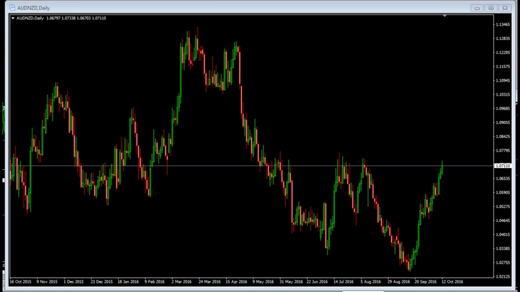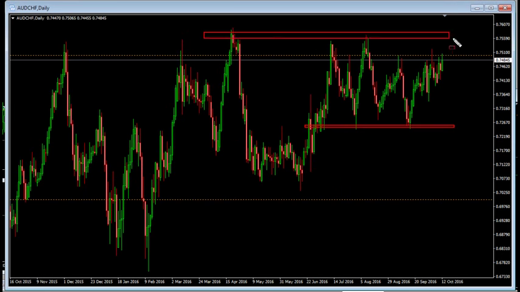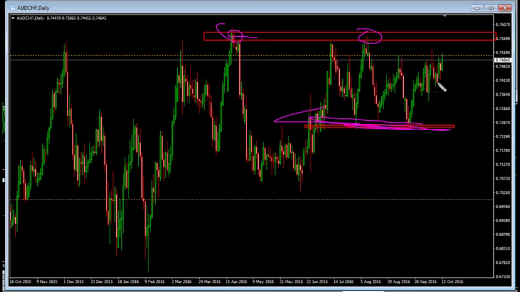Australian Swiss, again, look at this mess, right? So just define your boundaries. We can see that box. We can see the major resistance here, the major support here. You know, there's stuff going on in here, but it's a tight area to be playing in.